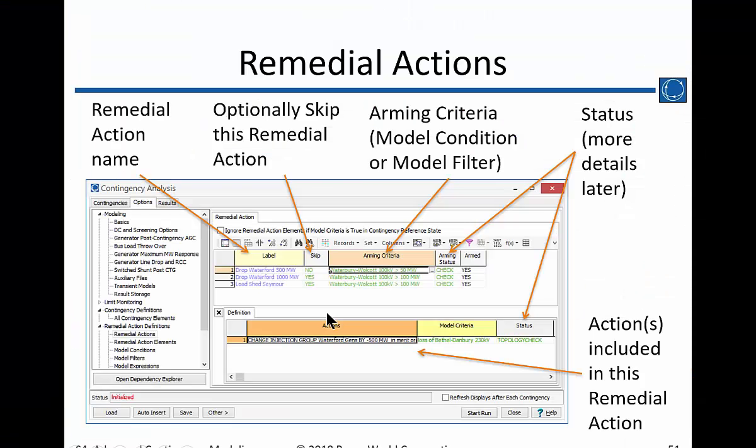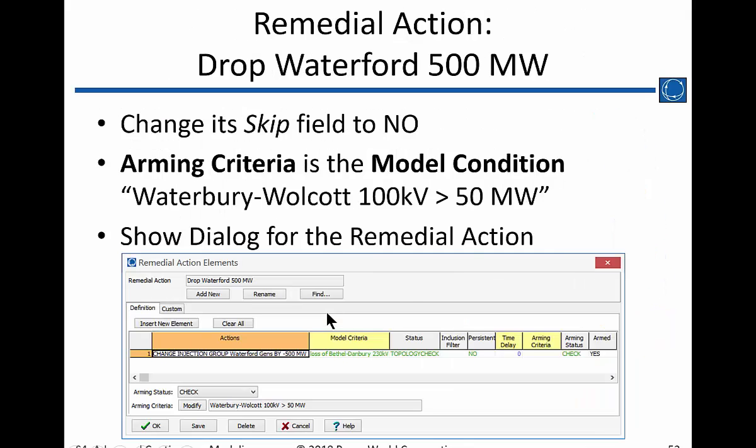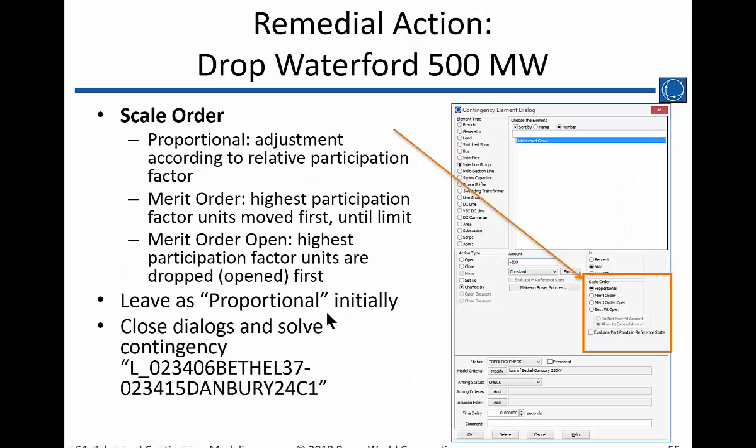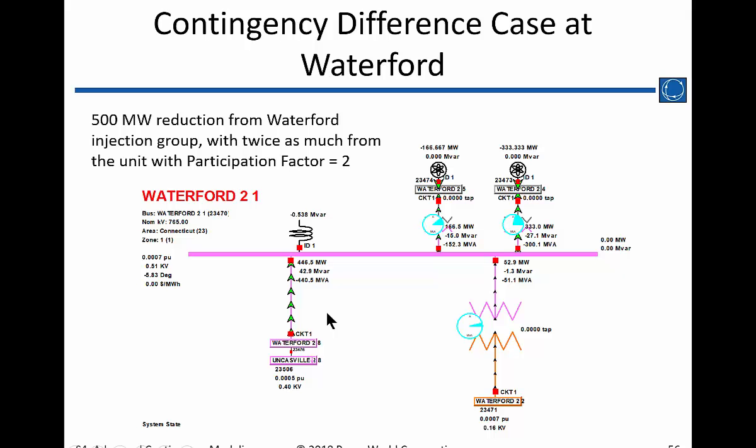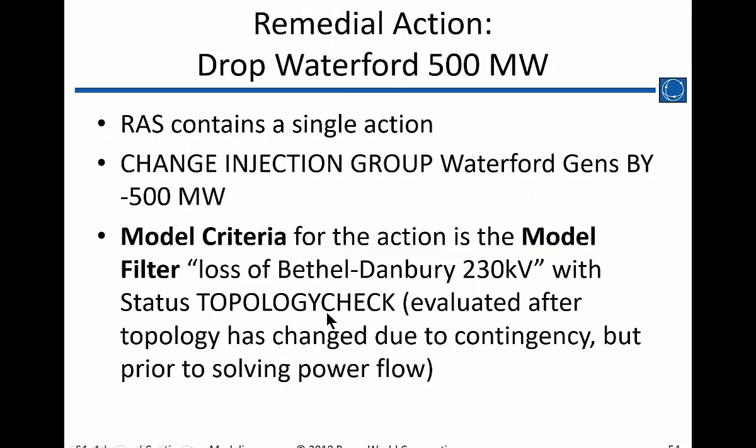So I can also just open a bus view one line at, let me just look ahead here, 23,470.